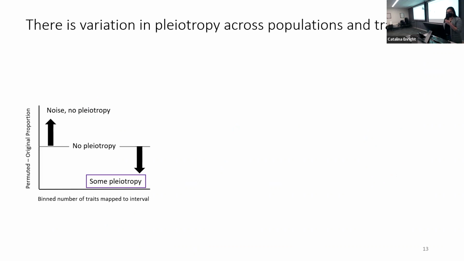Before I show you the plot, I want to describe what you're going to see. Along the x-axis is the bin number of traits that are mapped to that particular interval, and it could be anywhere from 0 to a few thousand traits. Along the y-axis is the permuted minus original proportion of intervals that fall in that trait number category. That's kind of confusing. Anything along the horizontal line means there's no pleiotropy, anything above is also noise, probably not pleiotropy at all compared to the permuted data, and anything below the line means there's some pleiotropy that's promising to look into.